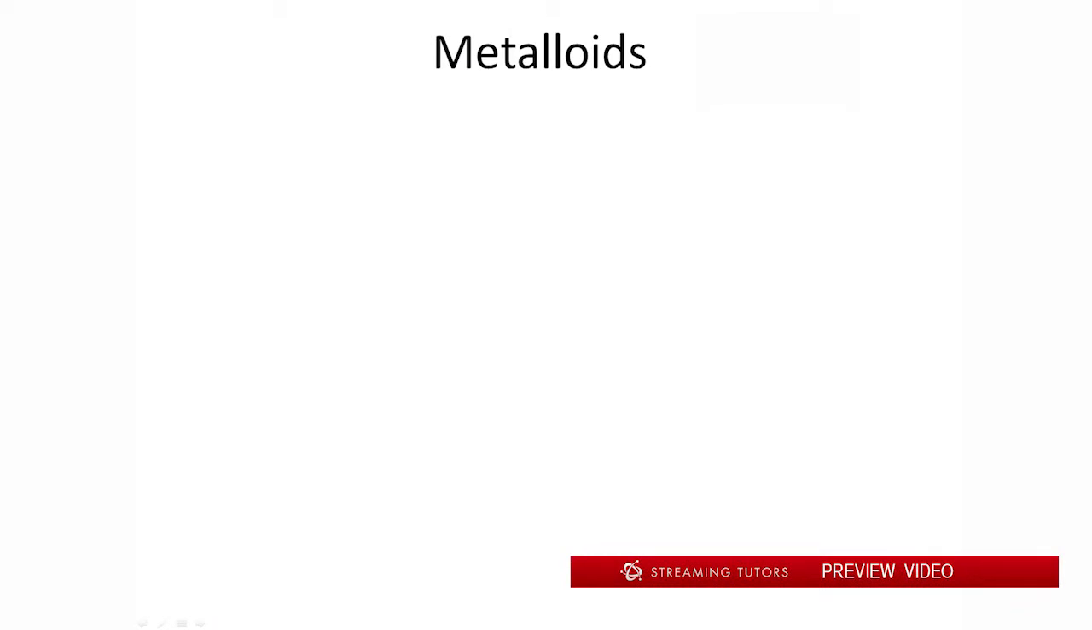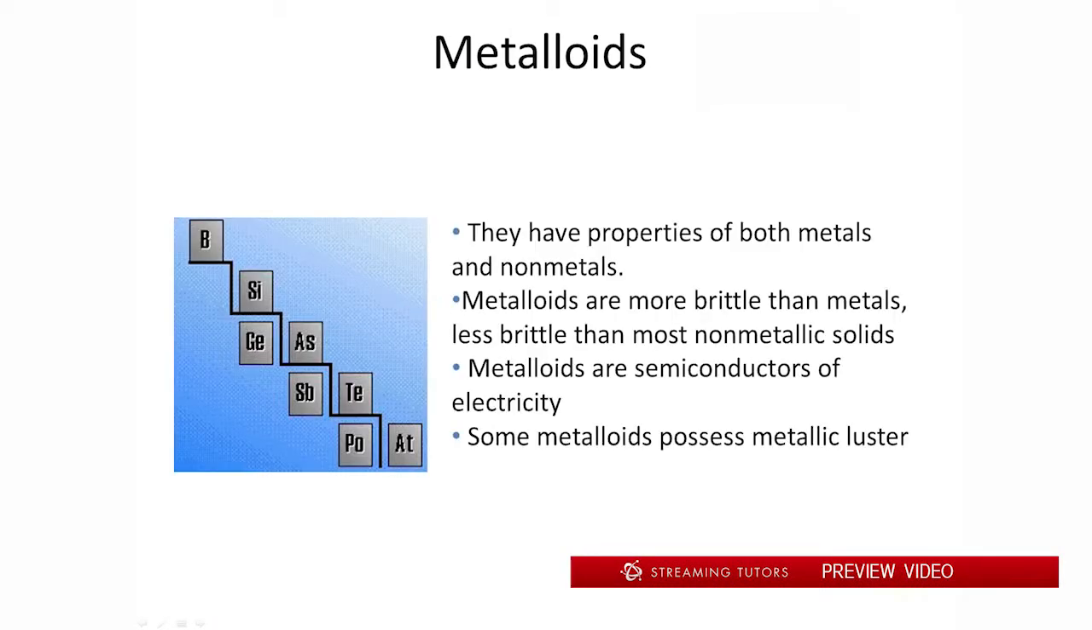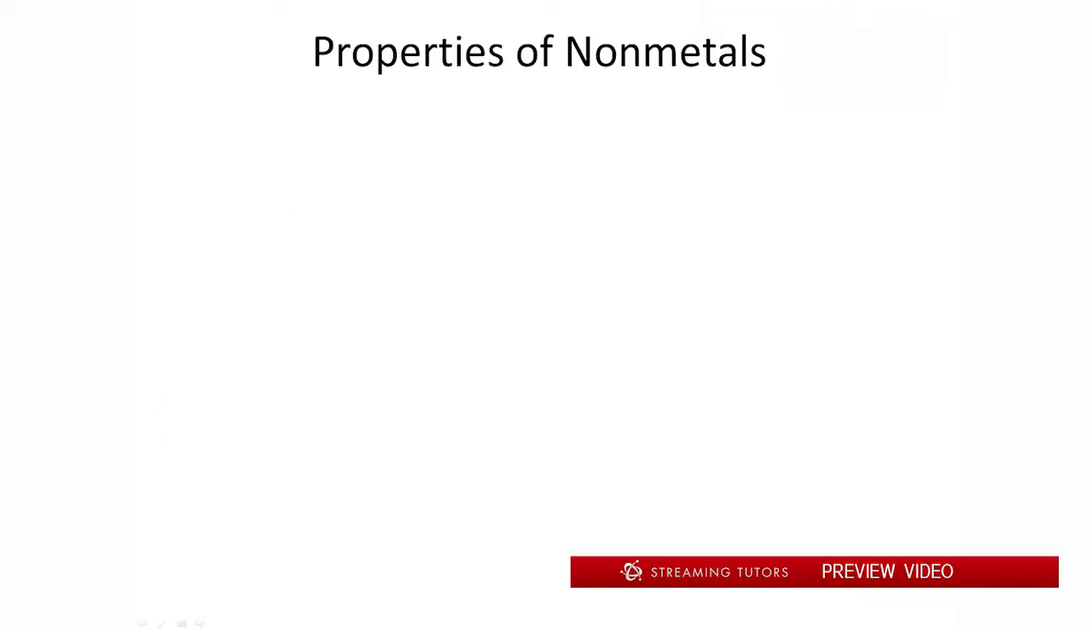So let me get into our metalloids. Our metalloids share properties that are in between metals and nonmetals. They're more brittle than metals, which are very strong, but less brittle than our nonmetals. They're also semiconductors of electricity. That's why silicon is one of the biggest semiconductors used in electronics. Some metalloids possess a metallic luster, others don't. But the important thing to take away from this is that metalloids have properties that are somewhere in between metals and nonmetals. So then lastly, we go to nonmetals.